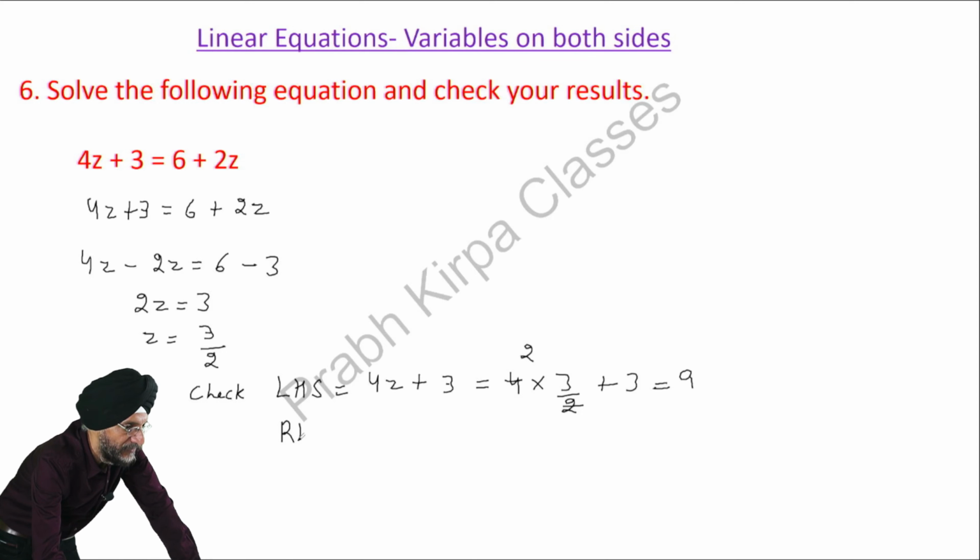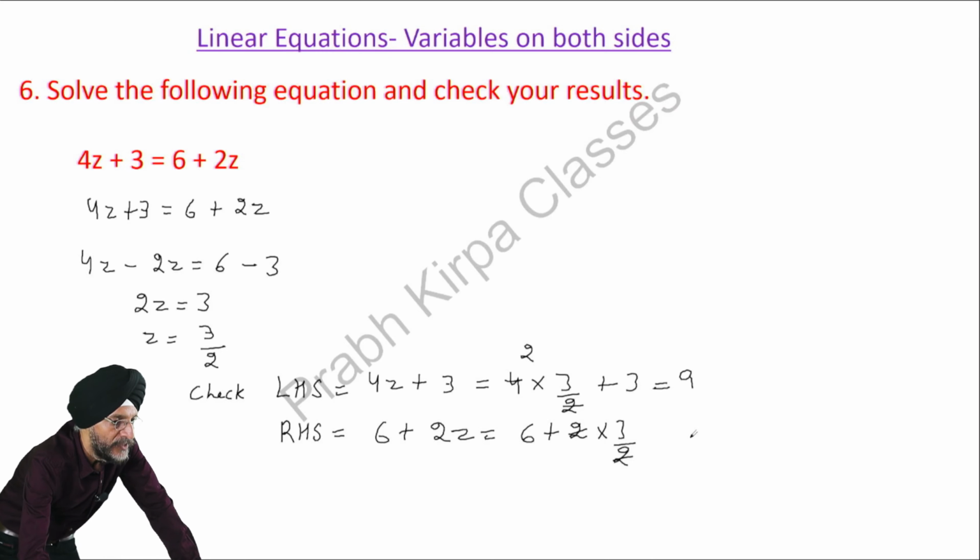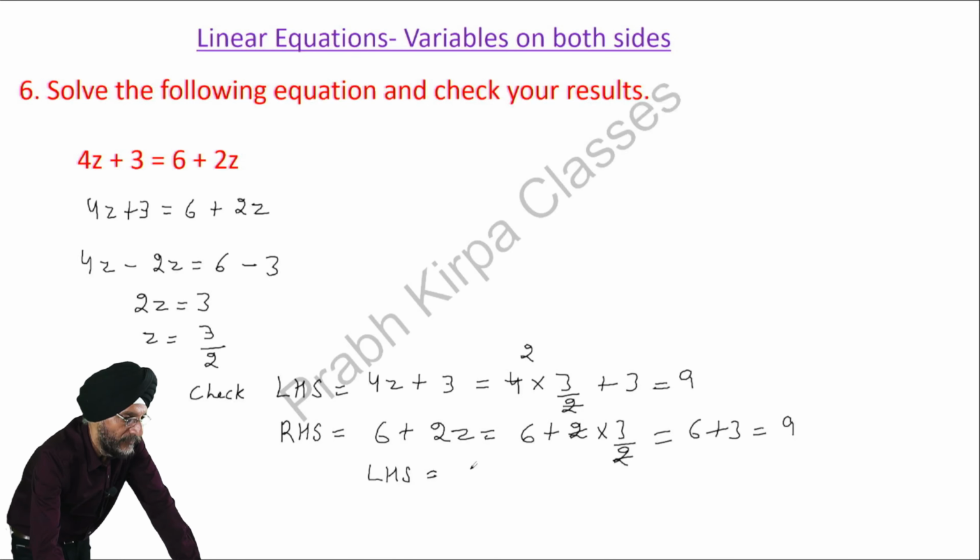So now we will check the value of right hand side. 6 plus 2z. 6 plus 2 into the value of z. What is the value of z? It is 3 over 2. We will cancel 2 by 2. Then it becomes 6 plus 3. It becomes 9. So left hand side is equal to right hand side. Hence, verified.